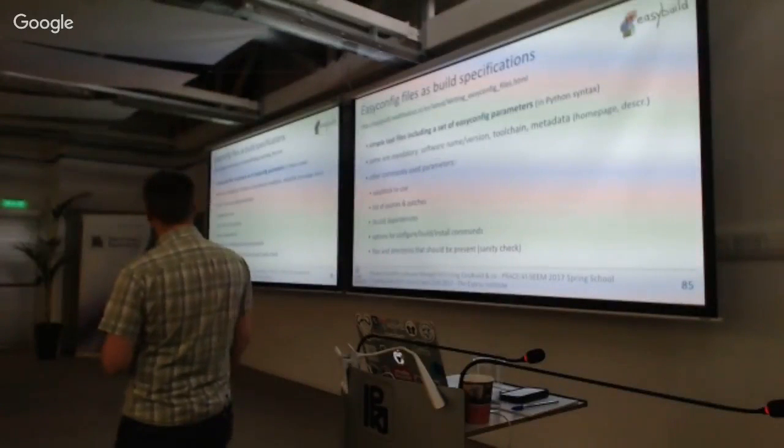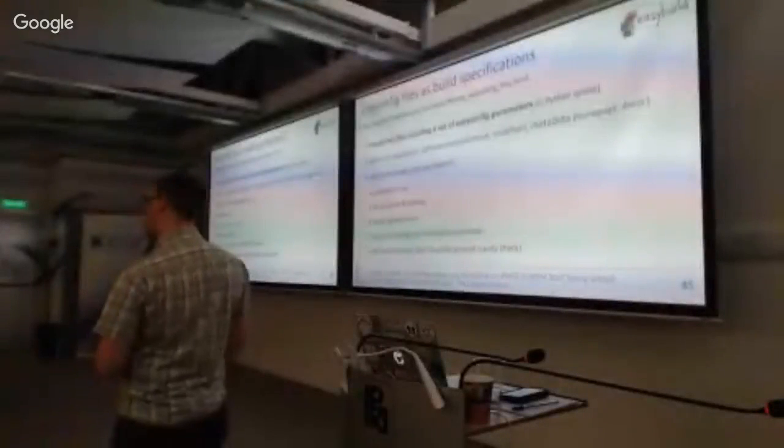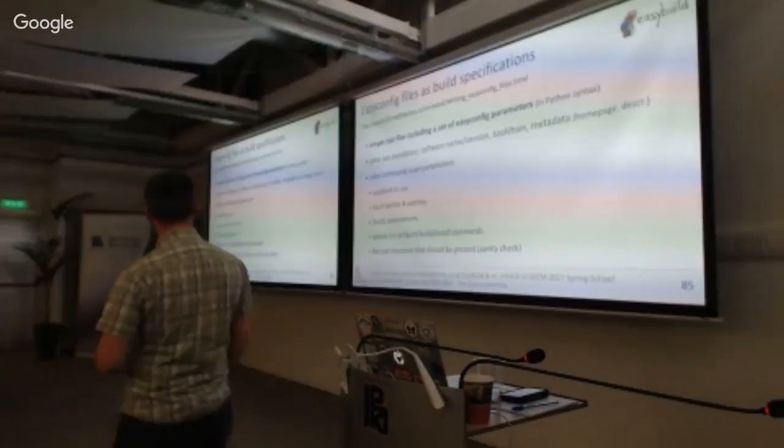So some parameters have to be specified: which software, which version, which toolchain you want to use. We also enforce that you specify a home page and a short description of the software, which then gets included in the module file that's generated.